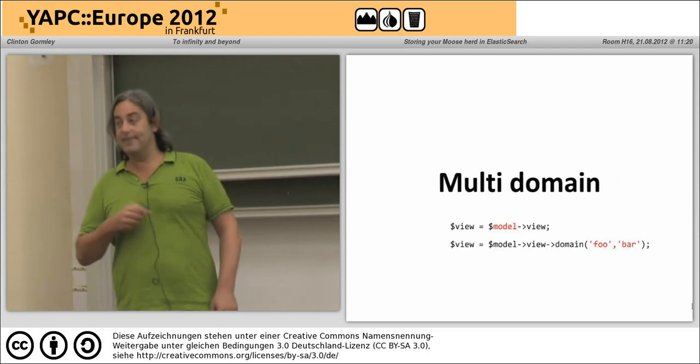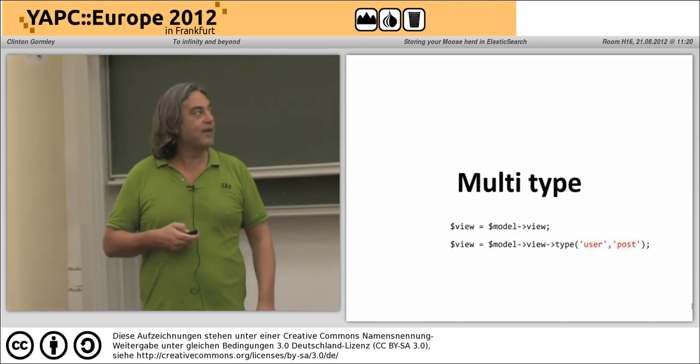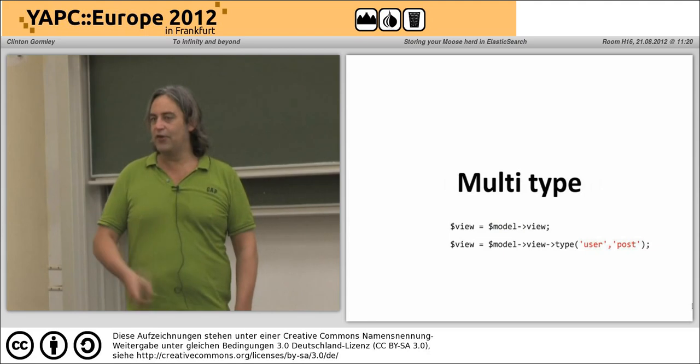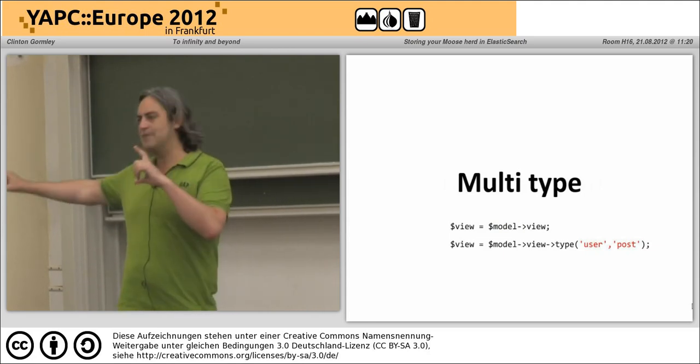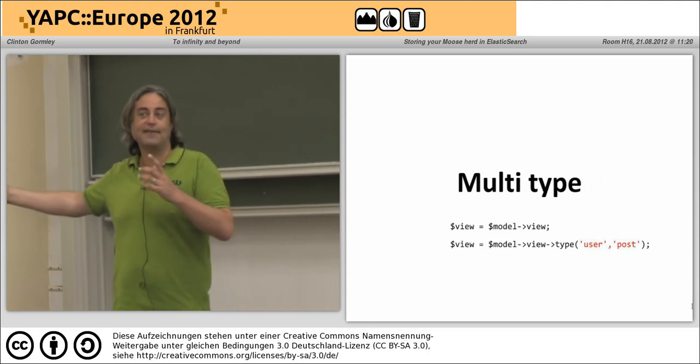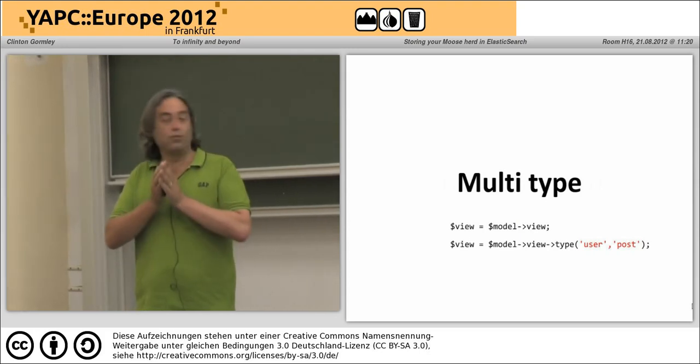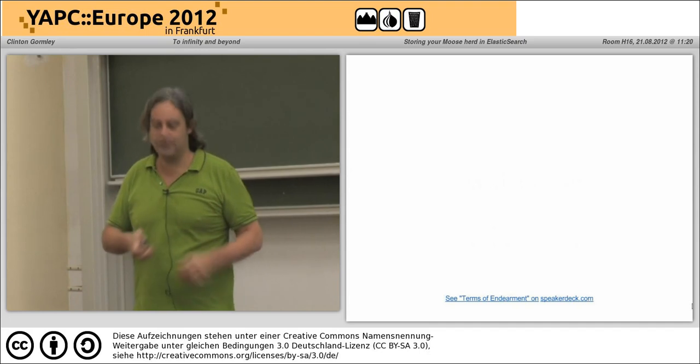They can cross a single domain or multiple domains, and a single type or multiple types. So remember what I said about this sort of long stream of documents and you're just filtering? That's how it works. If you just want to hit one index, you can. If you want to hit lots of them, you can do that too.